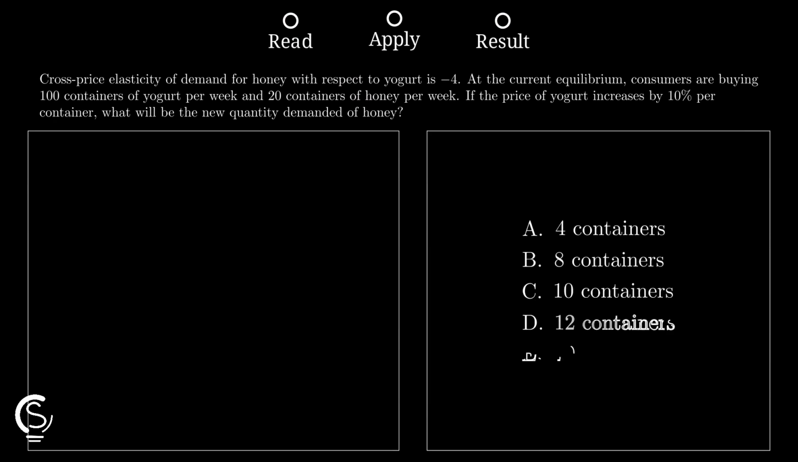Start with the formula for cross-price elasticity of demand. It is the percentage change in quantity demanded for honey divided by the percentage change in the price of yogurt. Let's calculate.